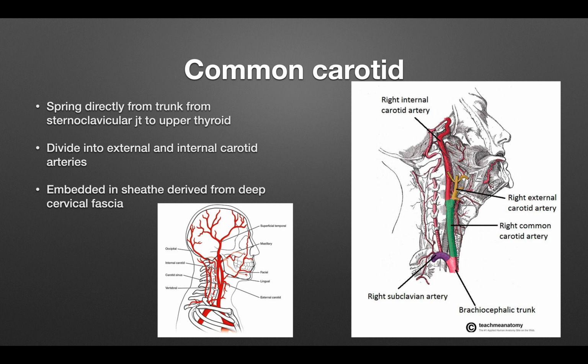So the common carotid divides into the external and internal branch, and it's embedded in the sheath that comes from the cervical fascia, of course, and there you go, here it branches off. It comes from the brachiocephalic trunk on the right, and it comes from the arch directly on the left.